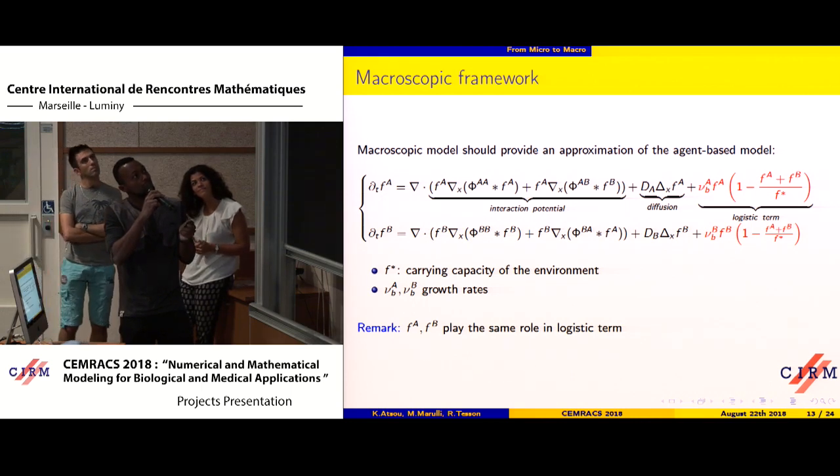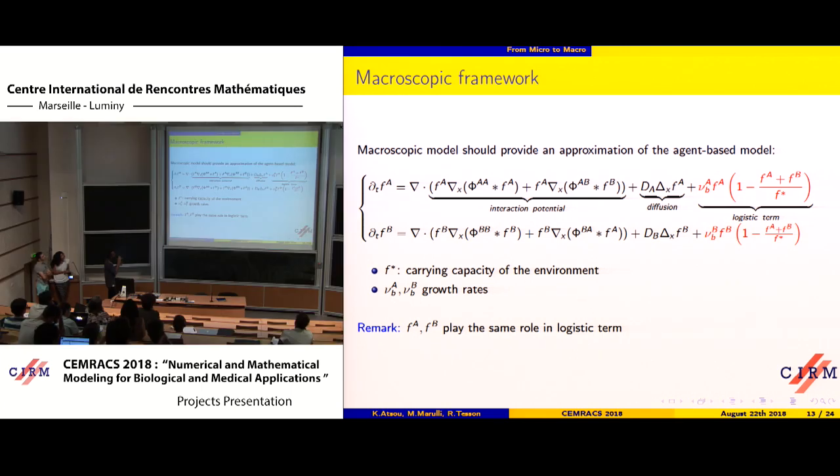And this term is the term of interaction, which expresses the links between particles, the potential between particles. This equation is the equation on the time evolution of the density of the species A, and the second equation is the time evolution of the density of the species B.